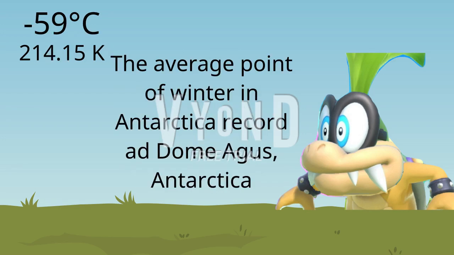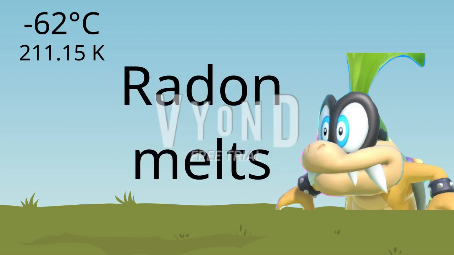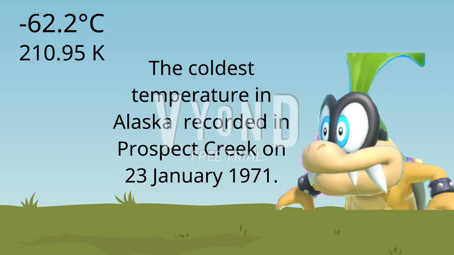The average temperature of winter in Antarctica is -59 degrees Celsius, or 214.15 Kelvin, recorded at Dome Argus, Antarctica. Radon, a radioactive heavy noble gas that is one of the heaviest noble gases at atomic number 86, becomes a liquid at -62 degrees Celsius, or 211.15 Kelvin. The coldest temperature in Alaska is -62.2 degrees Celsius, or 210.95 Kelvin, recorded in Prospect Creek on the 23rd of January 1971.